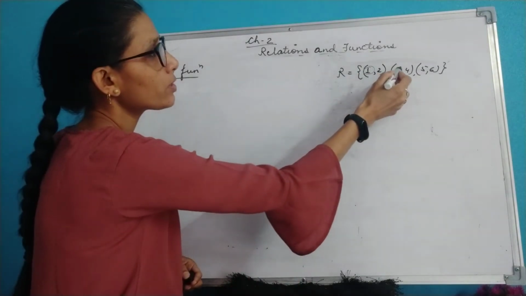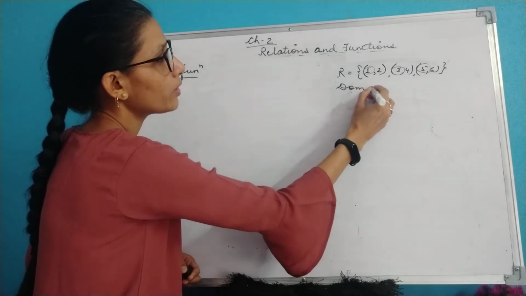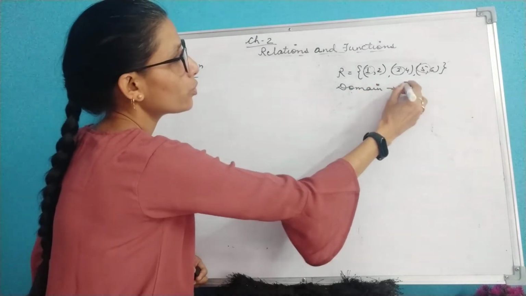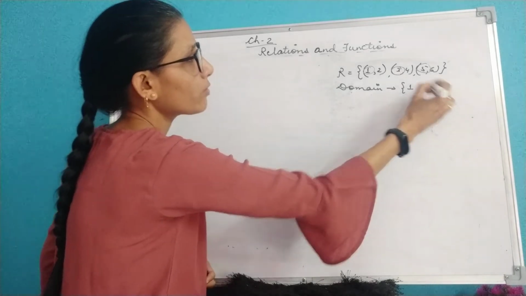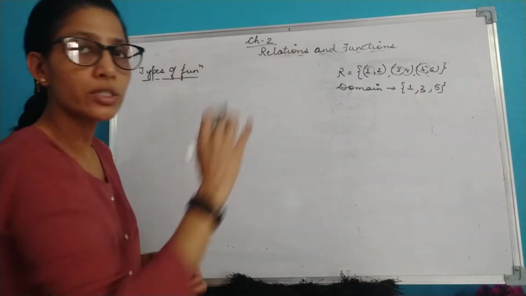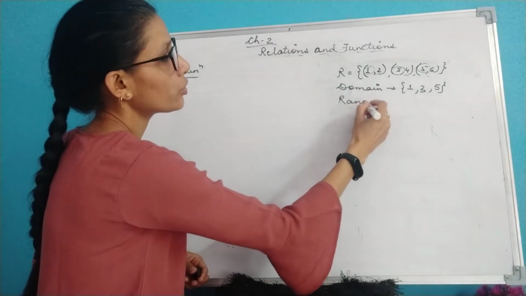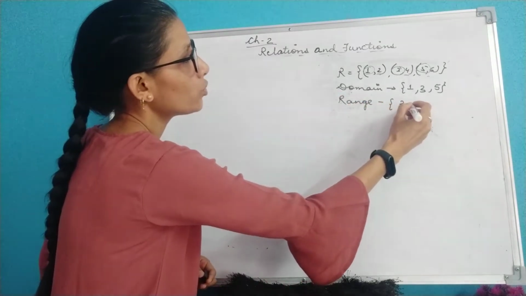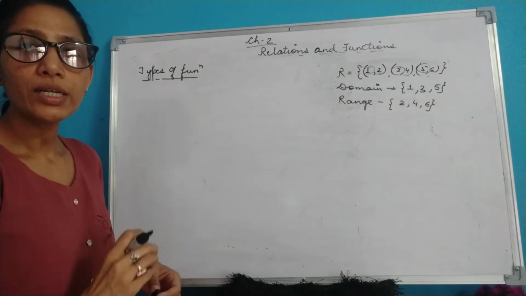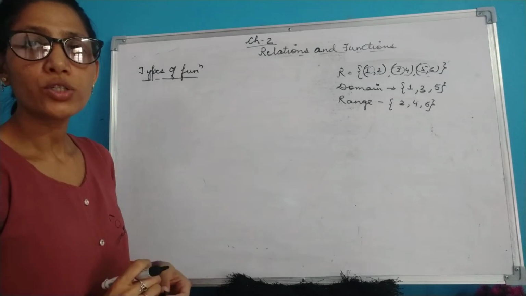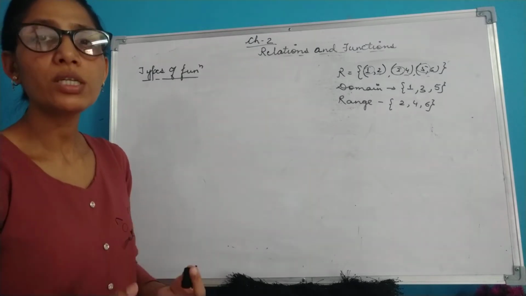Now the numbers which are written at the first position are your domain. So domain here is 1, 3, 5. And the numbers which are written at the second position are your range. So here range is 2, 4, 6. Now children, a given relation is said to be a function if every element of its domain has a unique image.